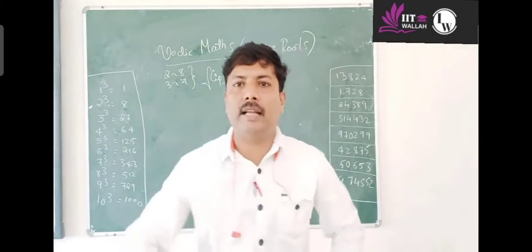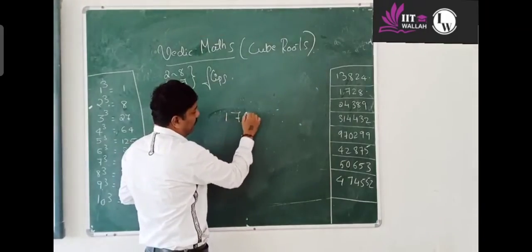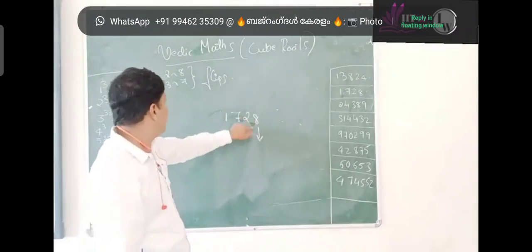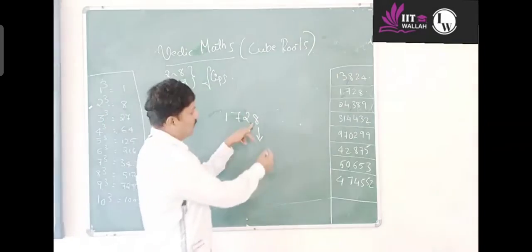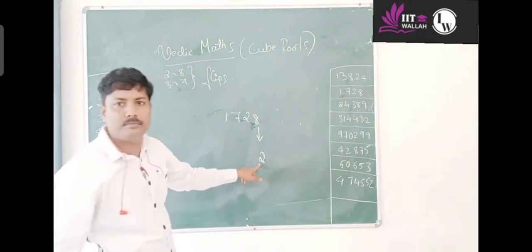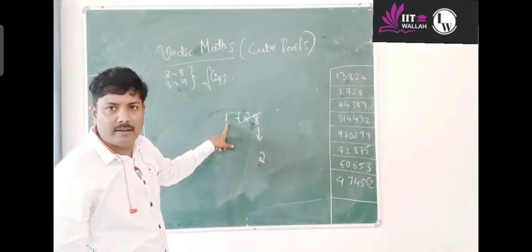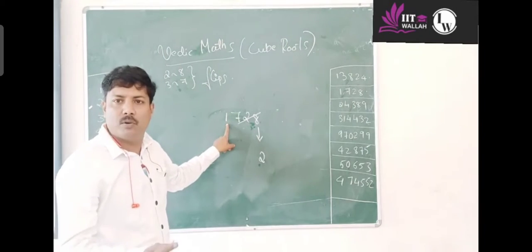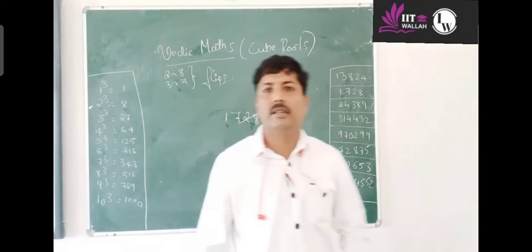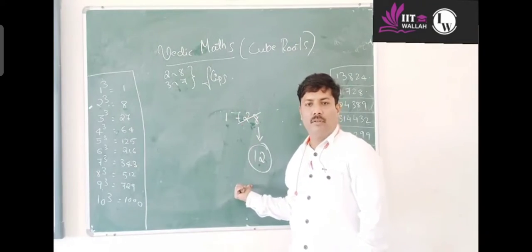Now we will check the other number, like 1728. This number ends with 8. You already know that 8 flips with 2. So if it ends with 8, the cube root will end with 2. Then cut the first 3 digits. The remaining 1 is a perfect cube, so you can write 1 itself. It's 12. The cube root of this number is 12. You can easily find it.